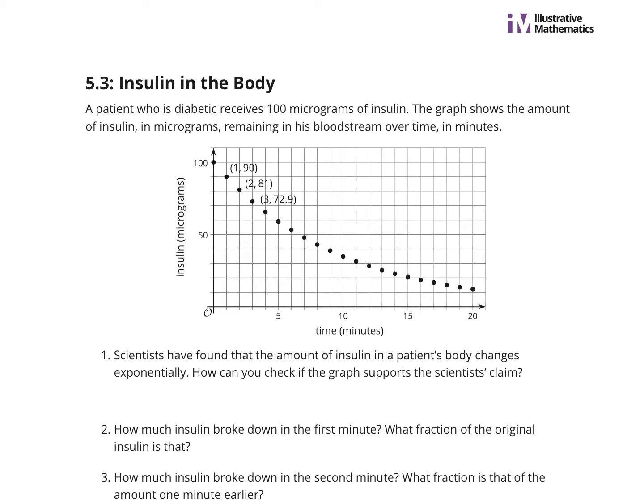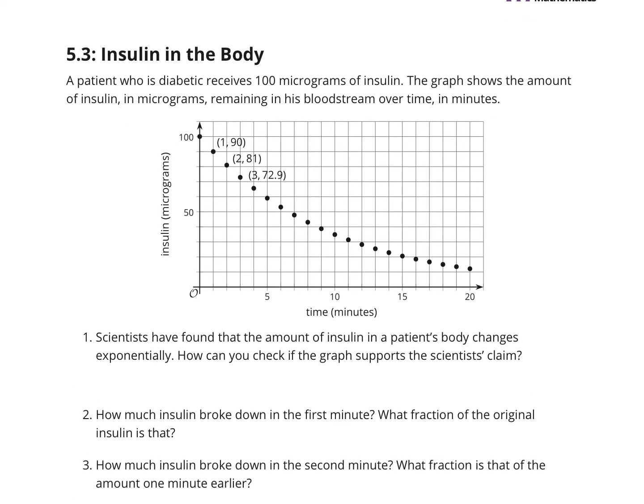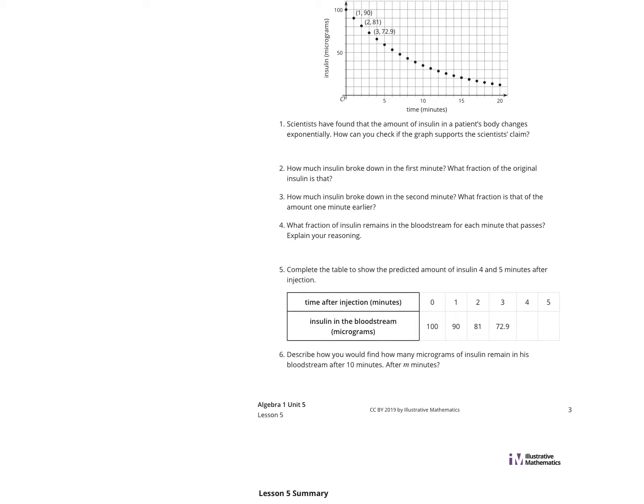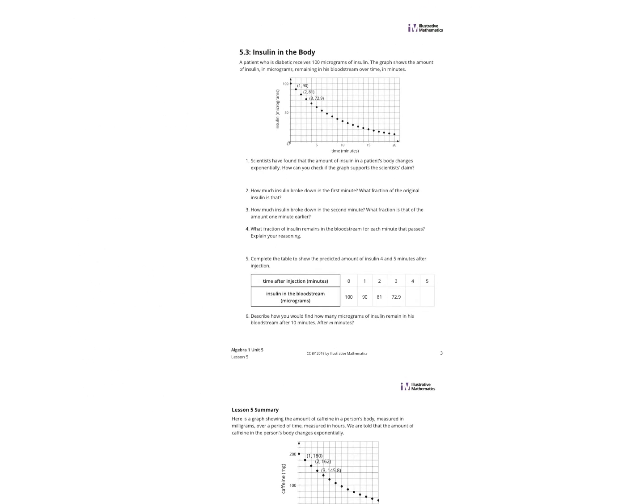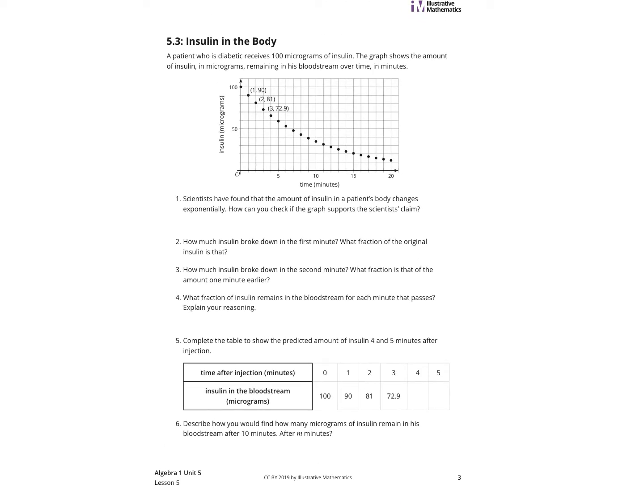So looking at this problem, a patient who is diabetic receives 100 micrograms of insulin. The graph shows the amount of insulin in micrograms remaining in the bloodstream over time in minutes. So taking a look at the graph, we can see that it does have a little bit of a curve to it, so it is that exponential function. So go ahead, pause the video. You do have 6 questions that you need to answer. Once you've answered those, restart the video.